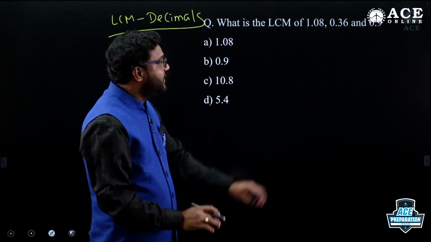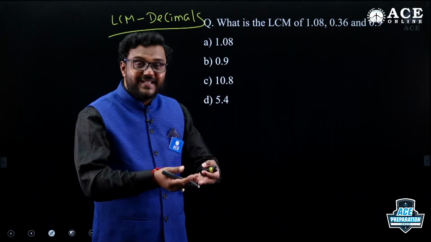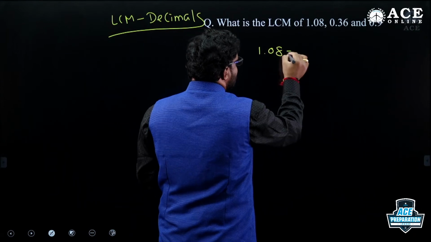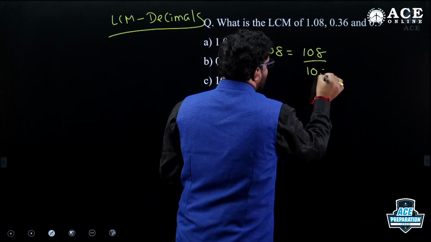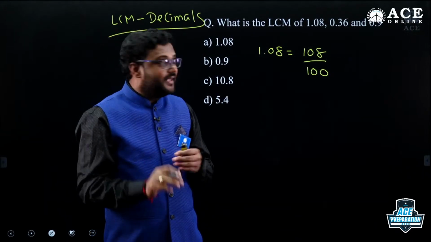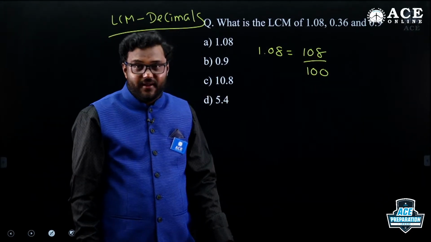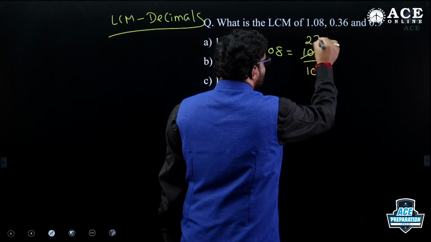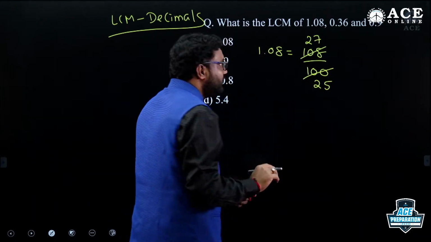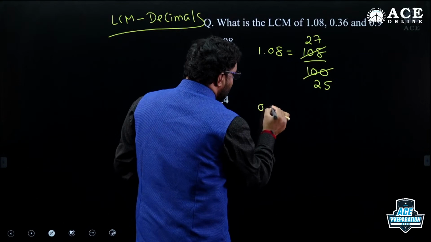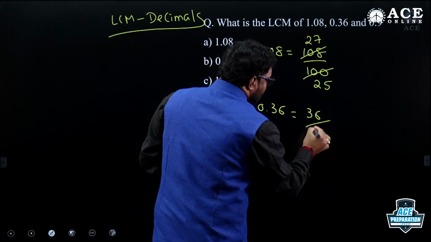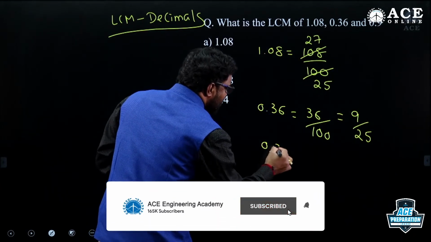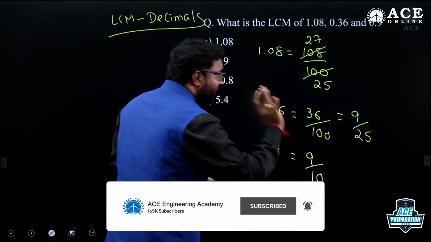Now listen, when you want to do decimals, first you convert that to x by y format, a fraction. 1.08, we can write this as 108 divided by 100. And when you write x by y format, make sure there are no common terms in numerator and denominator. We should cancel the terms. This is 4 times 27, this is 4 times 25. Next, 0.36 in a similar way is 36 by 100, my dear friends. When you cancel the common terms, this is 4 times 9, 4 times 25. Similarly, 0.9 is 9 by 10, there is no common thing in numerator and denominator, let it be.